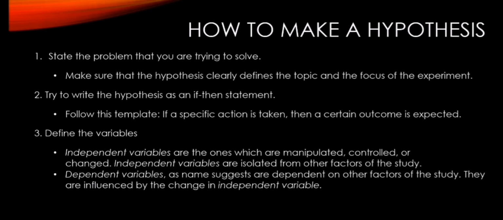Take note of that. So the third one, we have define the variables. First, independent variables are the ones which are manipulated, controlled, or changed. Independent variables are isolated from other factors of the study. Dependent variables, on the other hand, as the name suggests, are dependent on other factors of the study. They are influenced by the change in the independent variable.